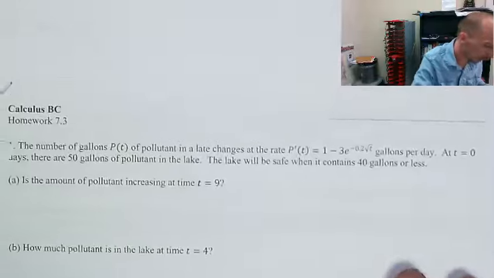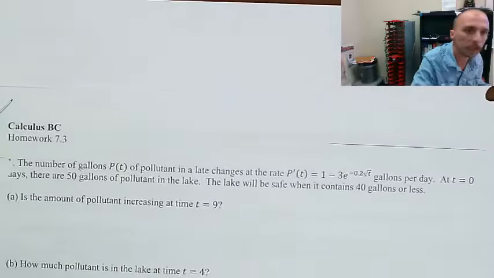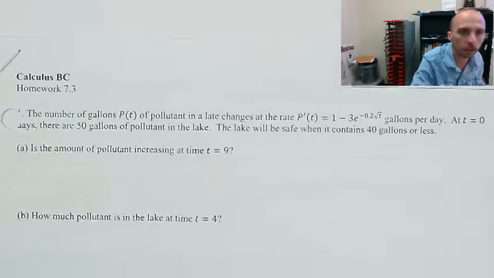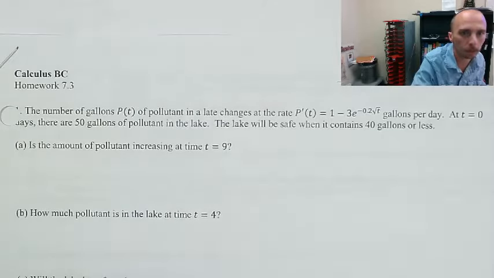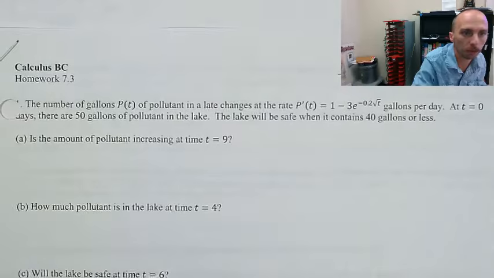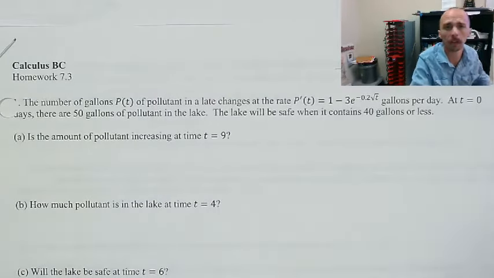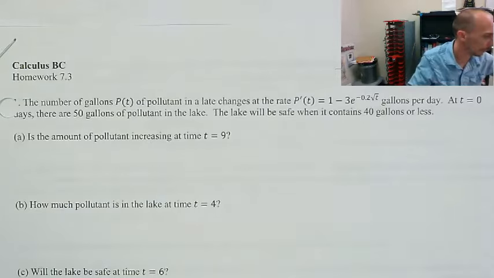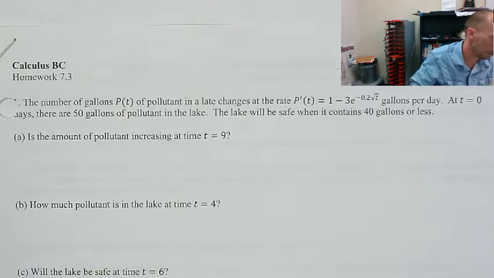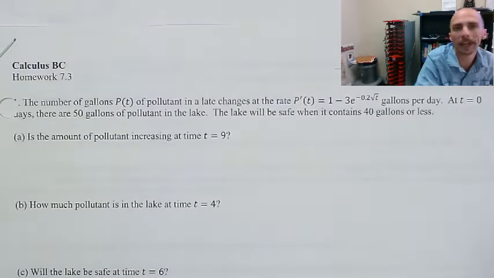A number of gallons P of pollutant in a lake changes at the rate P prime gallons per day. At T equals 0 days, there are 50 gallons of pollutant in the lake. The lake will be safe when it contains 40 gallons less of pollutant, I think. That's what they're getting at. So, is the amount of pollutant increasing at time T equals 9? This is only having a rate in.